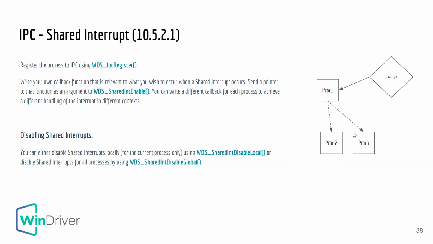So instead of processes that are connected to a device and need to listen, and the interrupt doesn't know which process needs which message, you can have everything managed with one process that listens to the interrupt. The interrupt is sent to process one, and it sends the relevant information to process two and process three. You can also disable the shared interrupt using the WDS shared int disable, local for subgroups or global for all the groups.